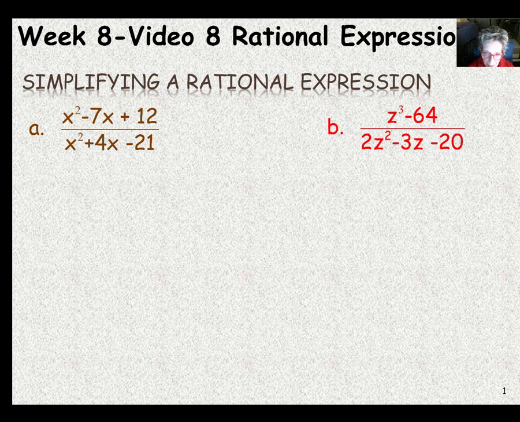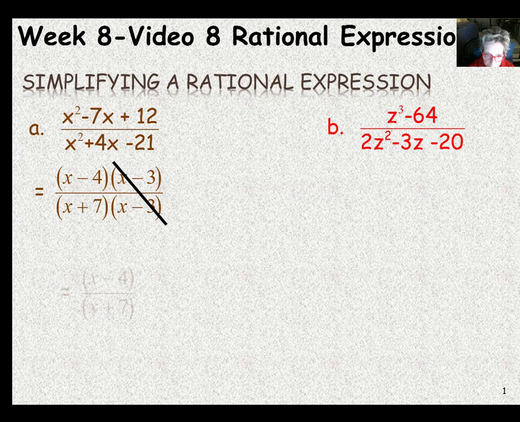First, we're going to simplify a rational expression, and you'll see I have two examples there. And remember, rationals are just fractions, except now we're looking at polynomials over polynomials as our fractions. For letter A, the first thing we're going to do is factor the numerator and the denominator. Then we're going to cancel out any like terms, and we get x minus 4 over x plus 7.